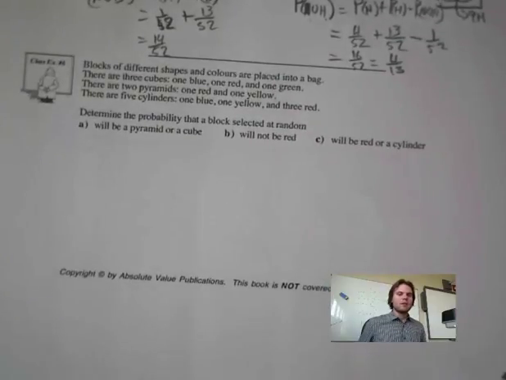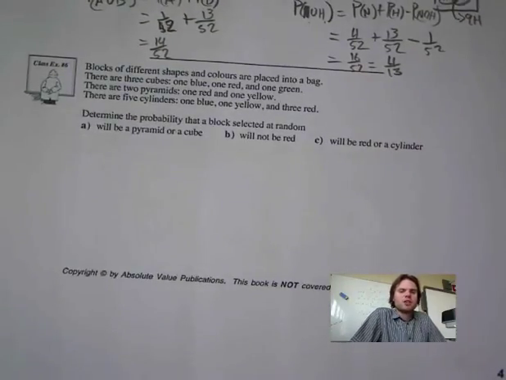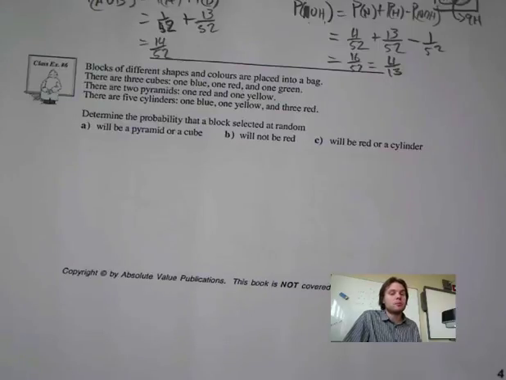So, there are 3 colored cubes, 1 blue, 1 red, and 1 green. There are 2 pyramids, 1 red and 1 yellow. There are 5 cylinders, 1 blue, 1 yellow, and 3 red.